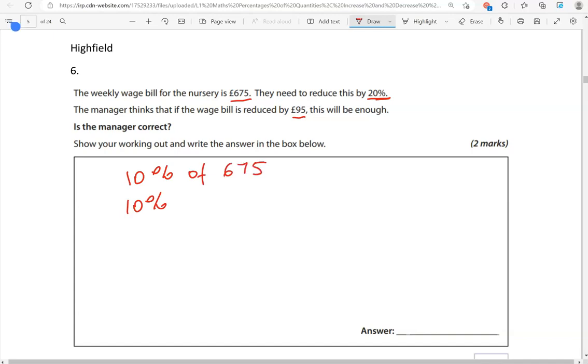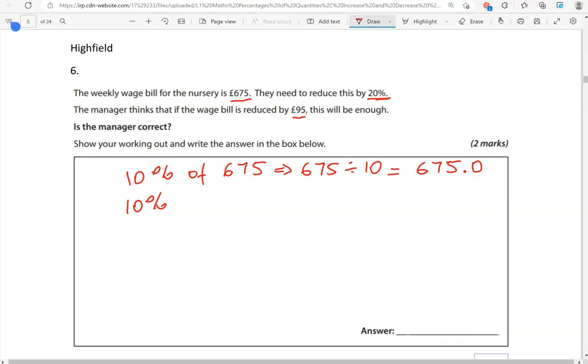So 10% of 675 can be worked out by doing 675 divided by 10. Now there is no 0 at the end, so we can't just knock off a 0, but we can move the decimal point. 675 has no decimal point at the moment because it's not a decimal, but you can imagine the decimal point being right at the end because it has no value if you put a decimal point and zeros. So in terms of value, it's exactly the same as 675. So zeros after the decimal point at the end don't add any value.